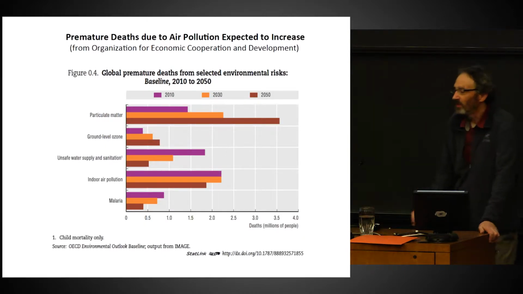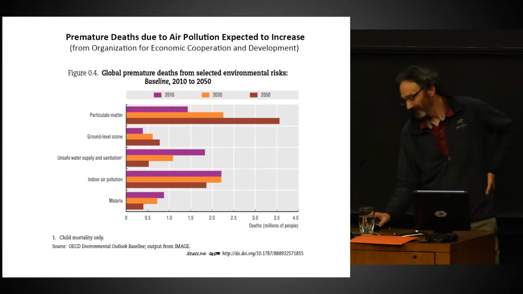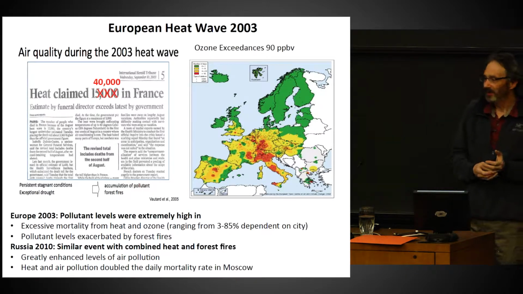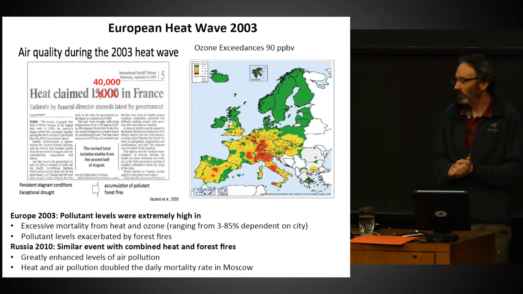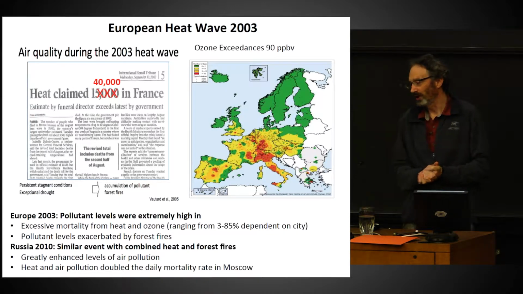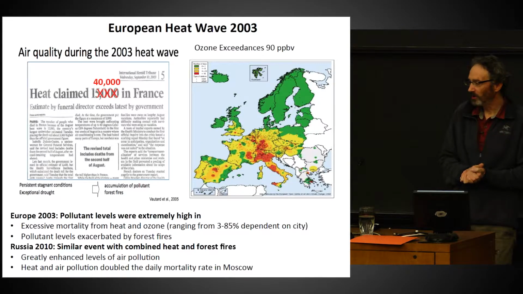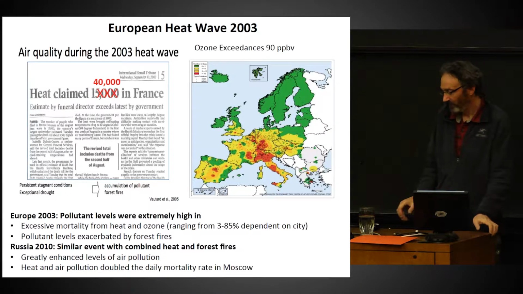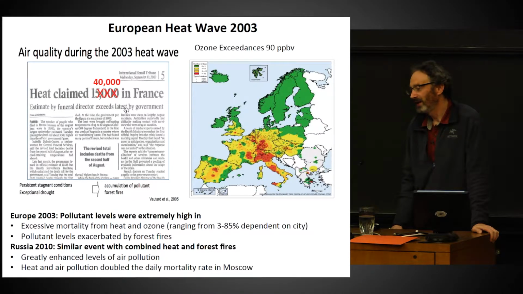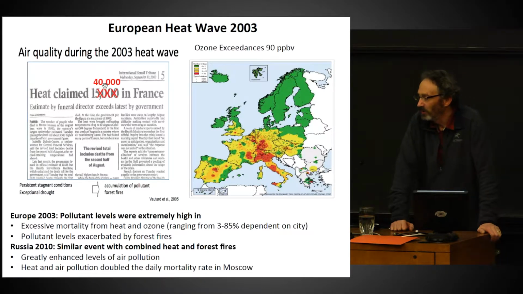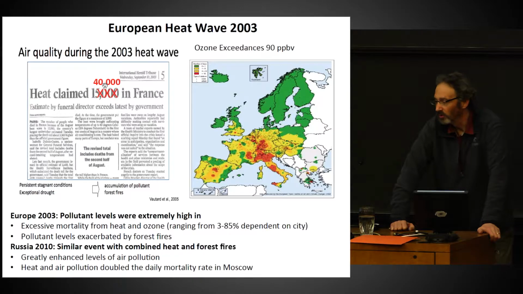Okay, so the European heat wave in 2003. This was a severe heat wave, and it had severe pollution in it. Ozone was over 90 parts per billion in much of Europe, and many people died. This newspaper headline claimed 15,000, but it's actually many more. People look back, about 40,000 people or more died during this heat wave. And so it was hot, and there was a lot of air pollution.